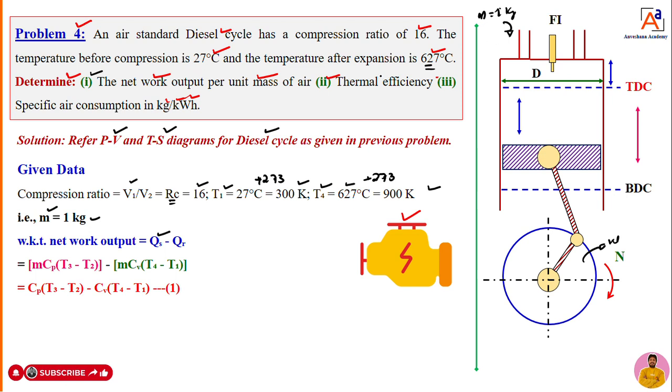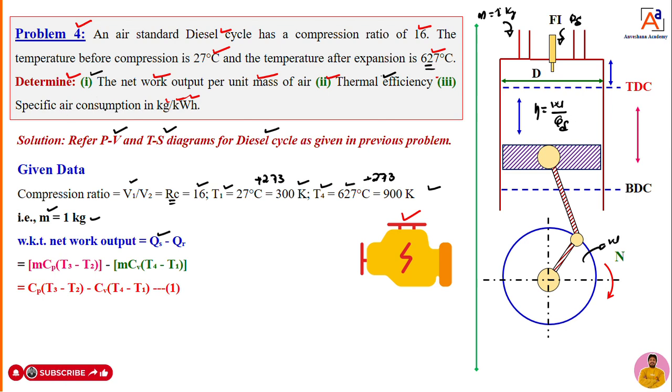Next, the second one, thermal efficiency. We already know efficiency is output to input. In a diesel engine we supply heat as input and get work as output. So efficiency is work done divided by heat supplied. That is the second thing we are finding, the efficiency of the engine using work done per heat supplied.